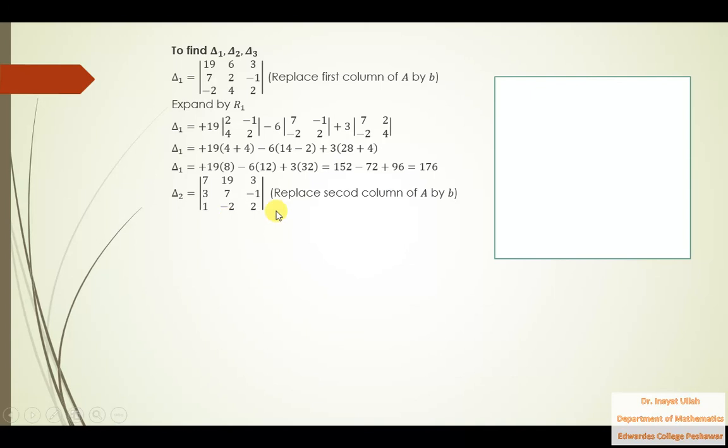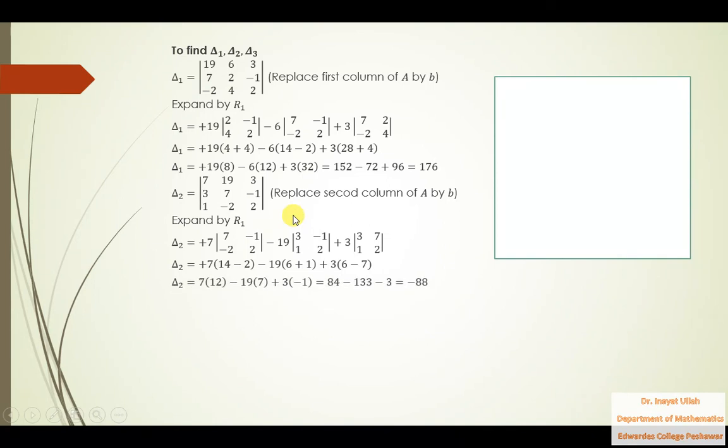is obtained by replacing the second column of A by B. So that is the second column of A, which we have replaced by B. You see, this B is now in the second column, and the first column and third column are the same as in A. Now expanding this determinant by row 1 as previously discussed, we will get delta 2 in this fashion. So delta 2 is minus 88.